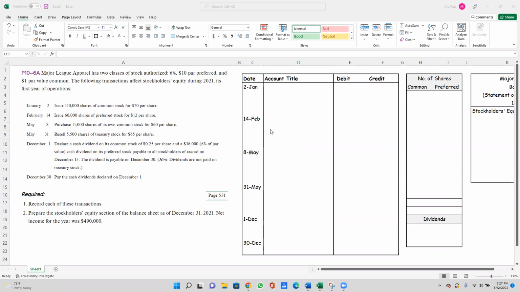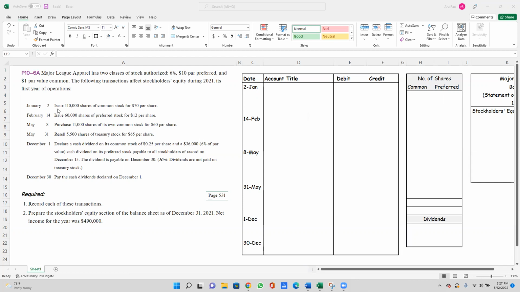So what I have over here is my general journal setup where I'll do my journal entries. I have these notes over here, and then the stockholders' equity section. That's part 2 of the problem. So let's get started with the first transaction.